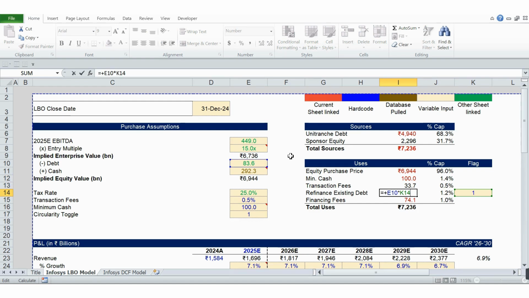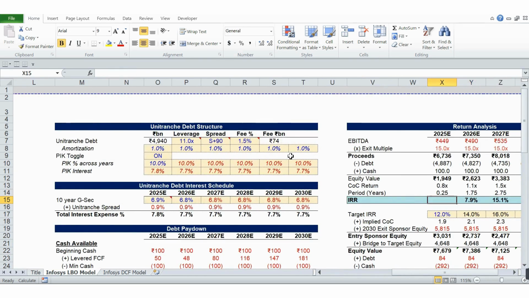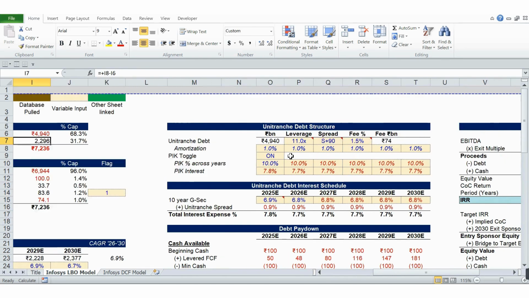Then refinancing the existing debt. It is sometimes taken as part of the LBO deal, or the sponsor might not be interested in refinancing the debt, then we can exclude this. That's why we have set up a flag over here. Next, we have the financing fee. Whoever is the lender in this deal will also be taking some issuance fees or financing fees. That is generally a low single-digit percentage. Here we have taken it as 1.5%.